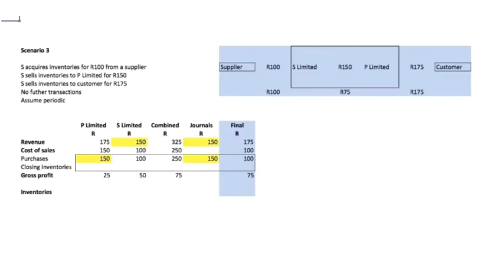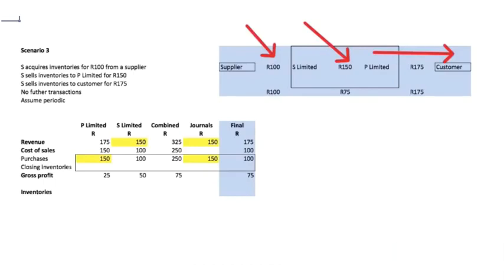Right, following on from scenario 2, we now have scenario 3. Again, let's look at the economic event. The supplier has sold inventories to S Limited for 100 rand. S has sold these on to the parent company for 150 rand. And now in our instance, what we are adding on is that the parent has now actually sold these on to a customer for 175 rand.